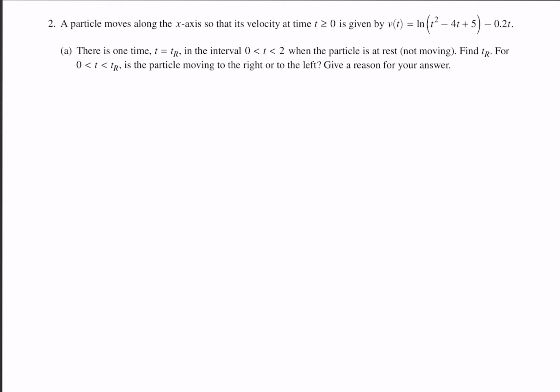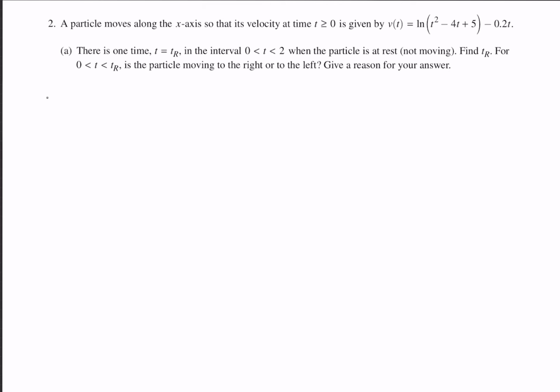Here is FRQ 2. A particle moves along the x-axis so that its velocity at time t, for t greater than or equal to 0, is given by v(t) = ln(t^2 - 4t + 5) - 0.2t. There's one time t = tr in the interval 0 < t < 2 when the particle is at rest. Find tr. For t between 0 and tr, not including 0 and tr, is the particle moving to the right or to the left? Give a reason for your answer.